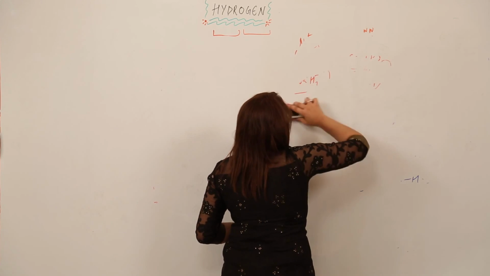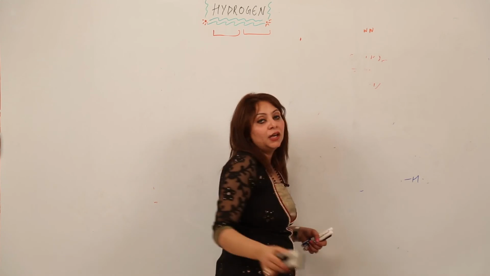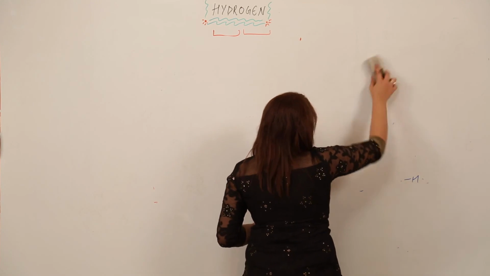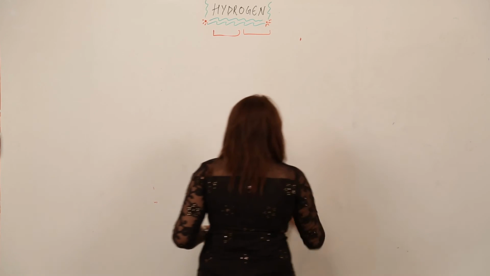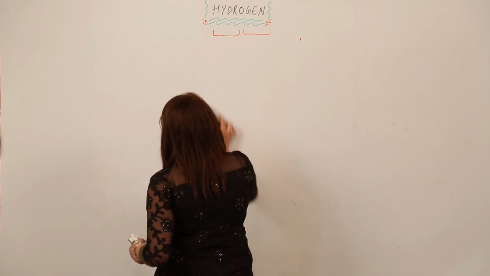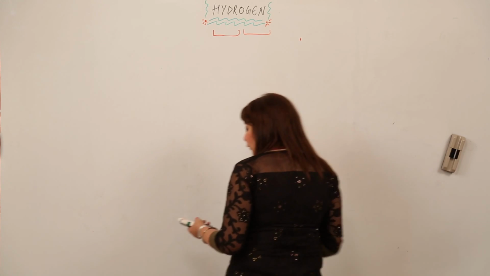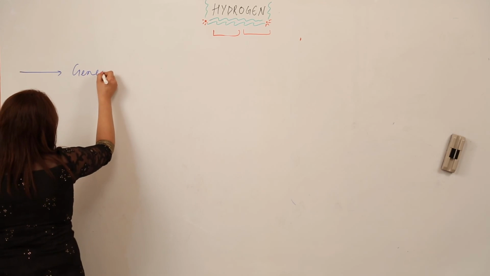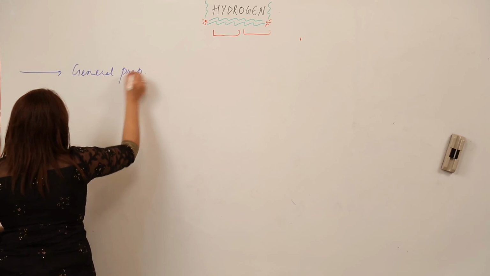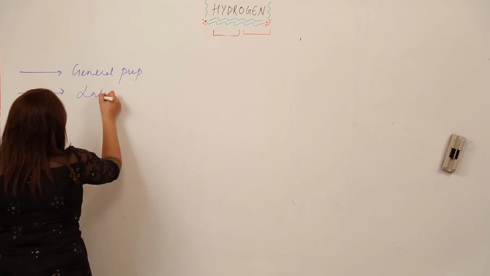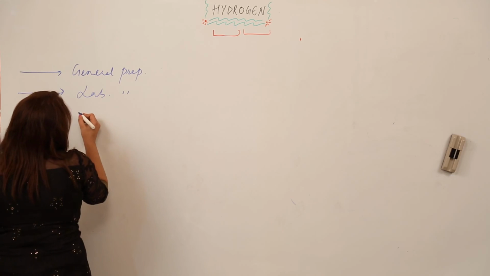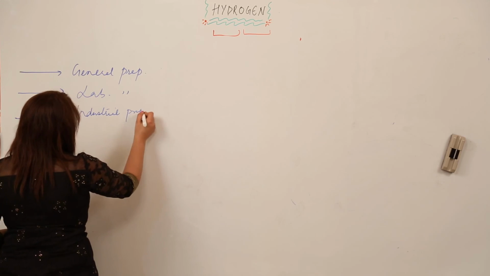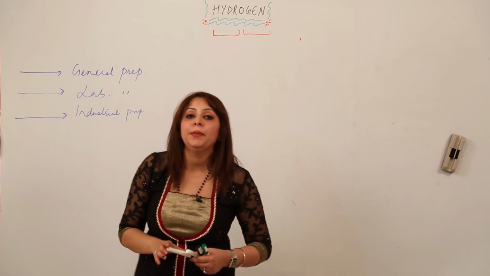So the next topic we are going to start today will be the preparation of hydrogen, that is, what are the different methods by which hydrogen can be prepared, right. Actually we have three types of preparation. One is the general preparation, the other is the lab preparation, the third one is the industrial preparation. So by these three different methods we can prepare hydrogen, right.